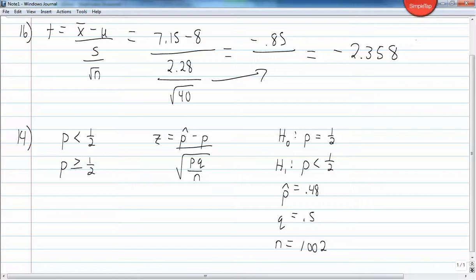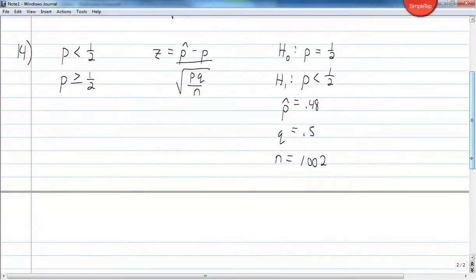All right. So my test statistic is equal to 0.48 minus 0.5 over the square root of 0.5 times 0.5 over 1,002.